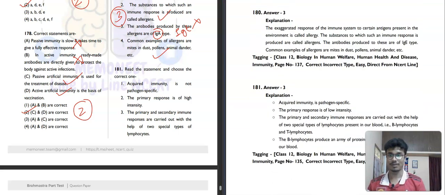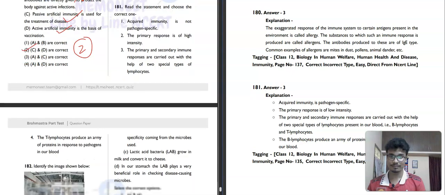Question number 181. Read the statement and choose the correct one. Acquired immunity is not pathogen specific. Yes, acquired immunity is pathogen specific. So that's why it's not correct. The primary response is of high intensity. The primary response is of less intensity, because the secondary response is of high intensity.